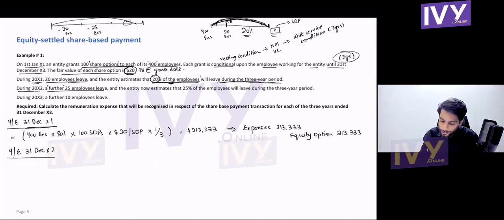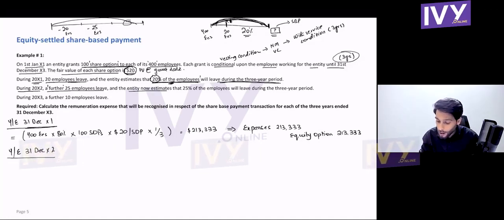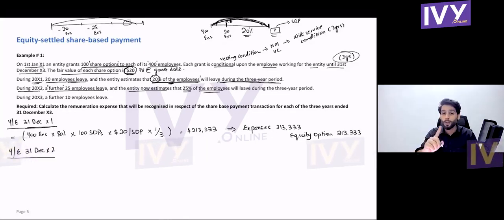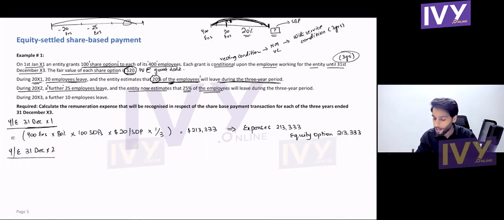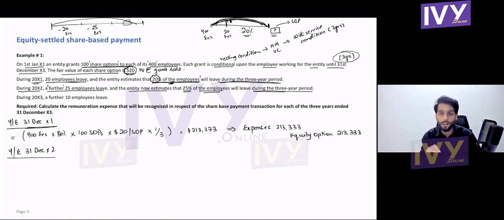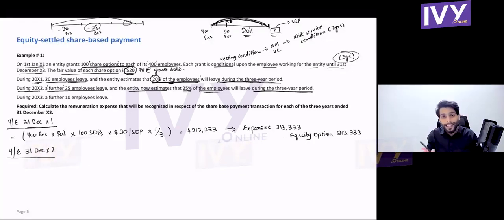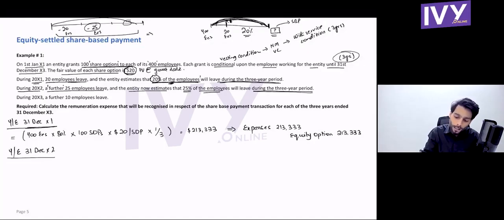Now the examiner says, and the entity now estimates that 25% of the employees, not the remaining employees, 25% of the employees will leave during the 3-year period. Since more employees have actually left in the second year compared to the first year, the entity has revised its estimate for the 3-year period leavers, and now it is 25%. So that means only 75% would be remaining, and we will have an obligation towards only 75% of the people. All right.